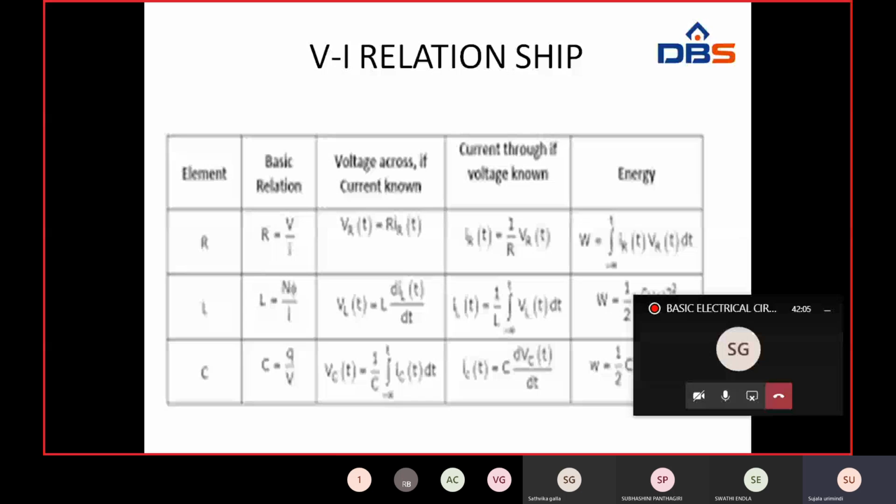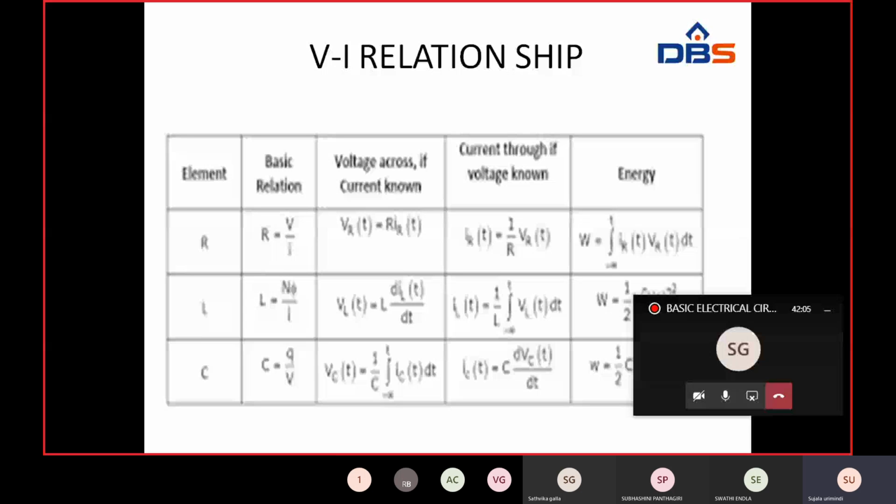These are the voltage relationships. You remember that for a resistor, voltage is equal to current into resistance, and current I is equal to V by R. For an inductor, V is equal to L di by dt, and I is equal to 1 by L integral of V dt. For a capacitor, V is equal to 1 by C integral of I dt, and the current I is equal to C dV by dt.